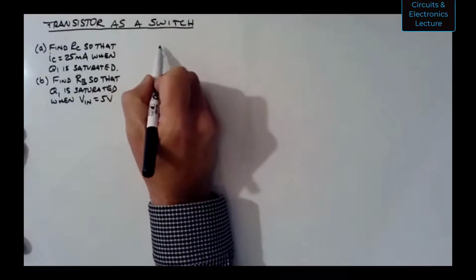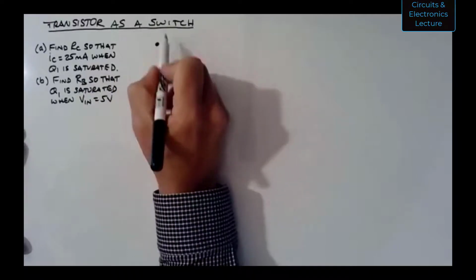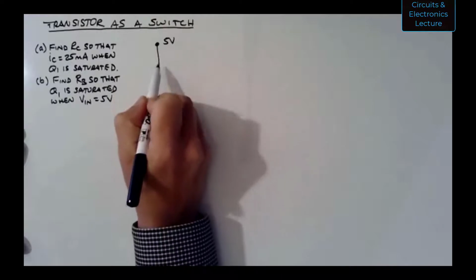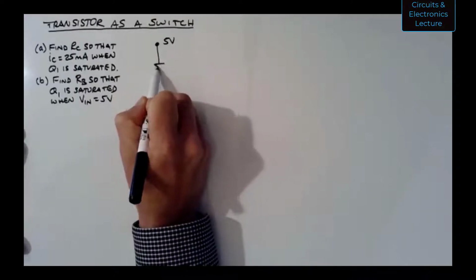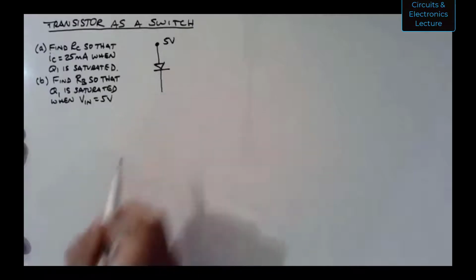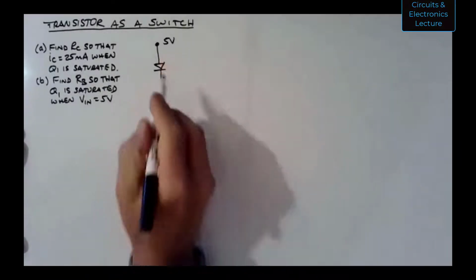So let me draw this out here. If you have a node up here with 5 volts supplying voltage to the circuit, I'm actually going to put a diode in here also. Assume this is a light emitting diode. You want this diode to light up.